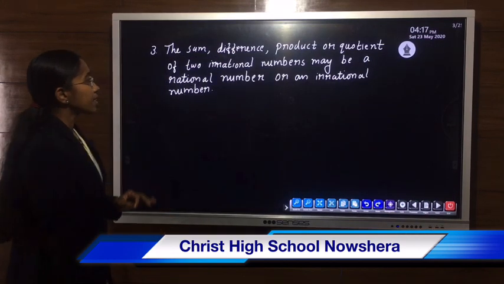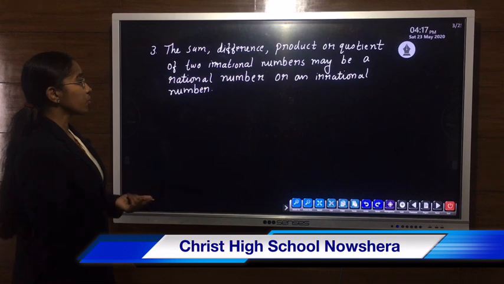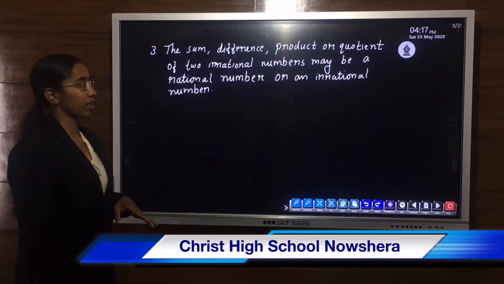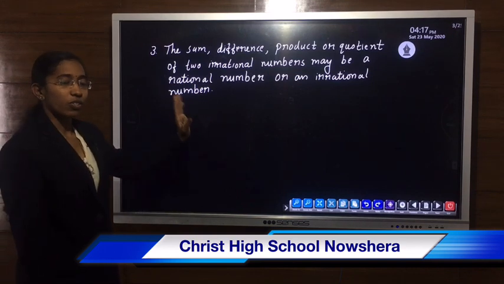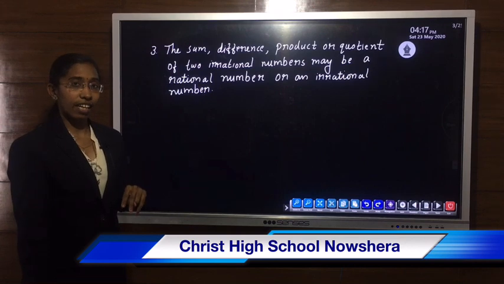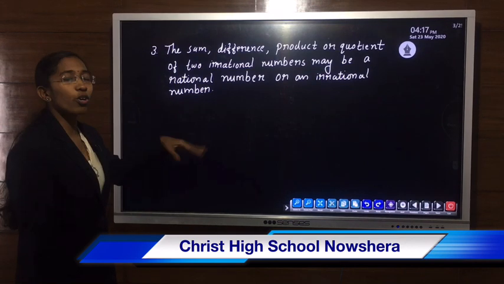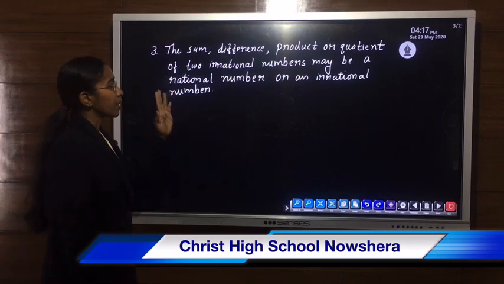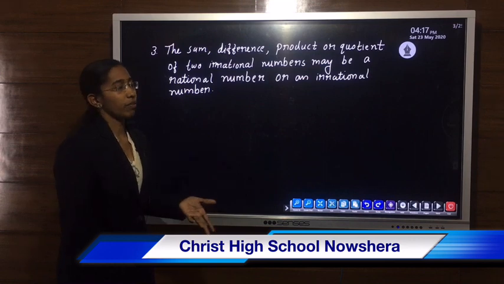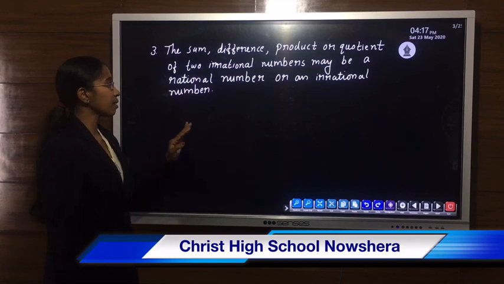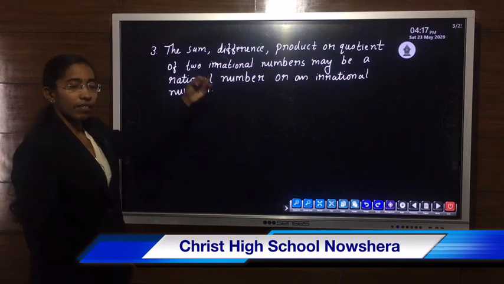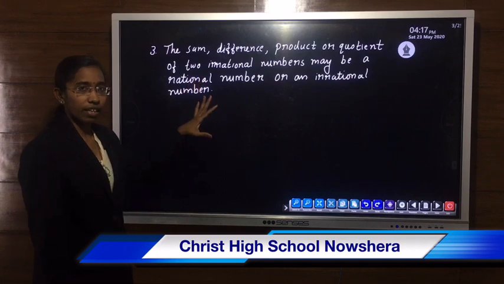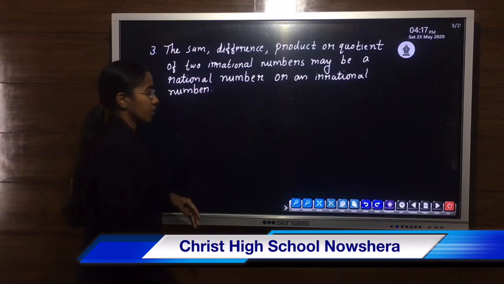And third one, the sum, difference, product or quotient of two irrational numbers may be a rational number or an irrational number. The previous 2 points are based on one being a rational number and another being an irrational number. Here we are reading that both the numbers are irrational. So in that case, if we are adding or subtracting or multiplying or dividing, there is a chance that sometimes our answer is a rational number and sometimes an irrational number. In those cases, we just do the work and find whether it is rational or irrational.